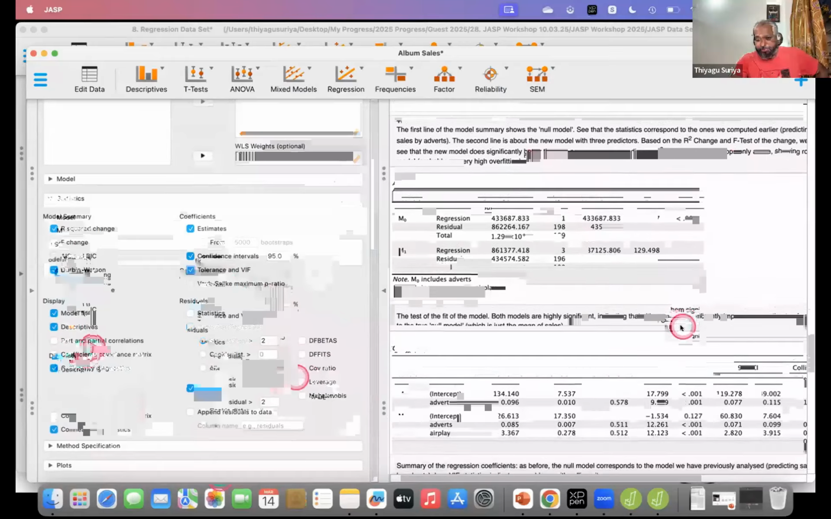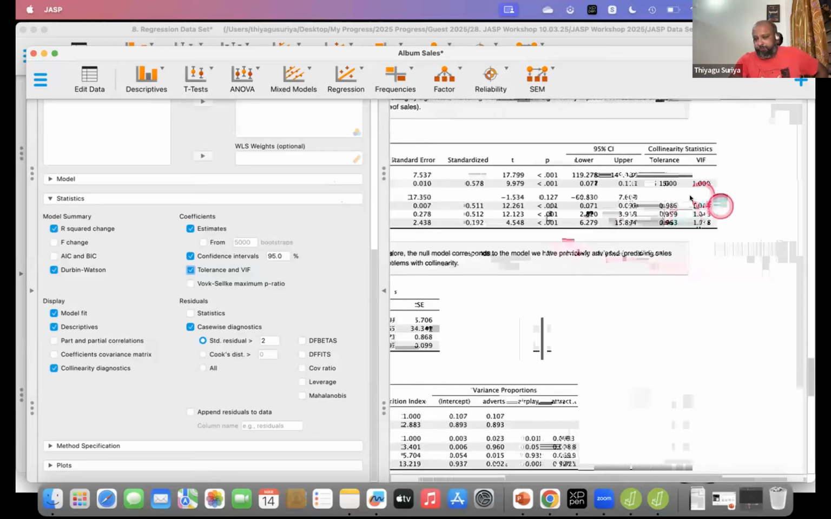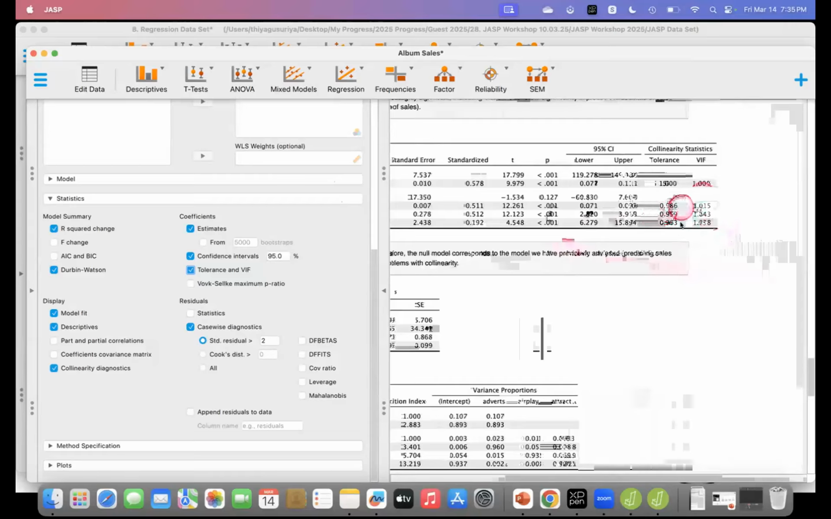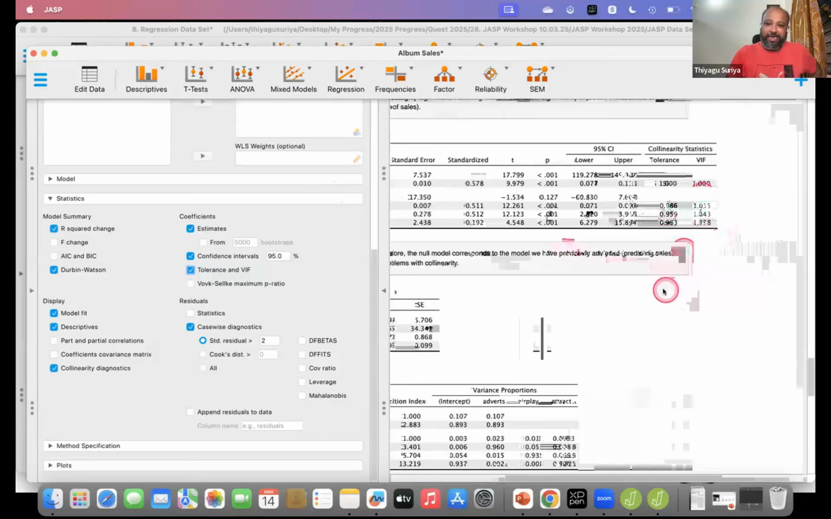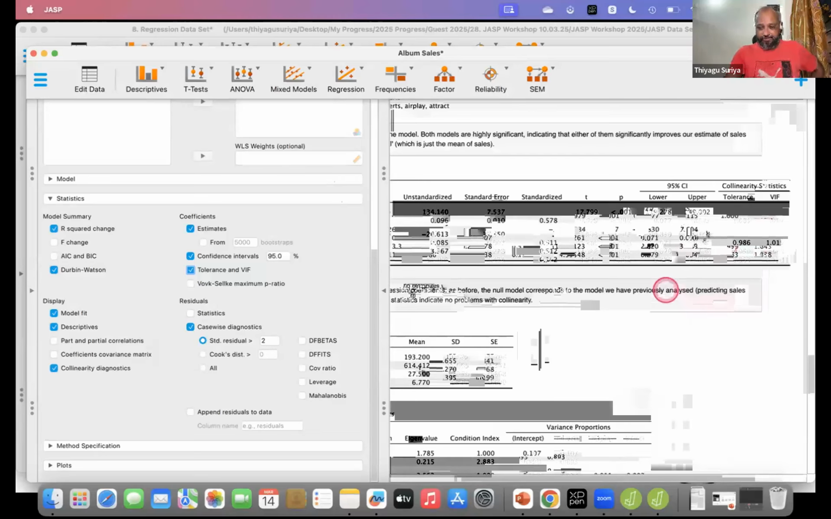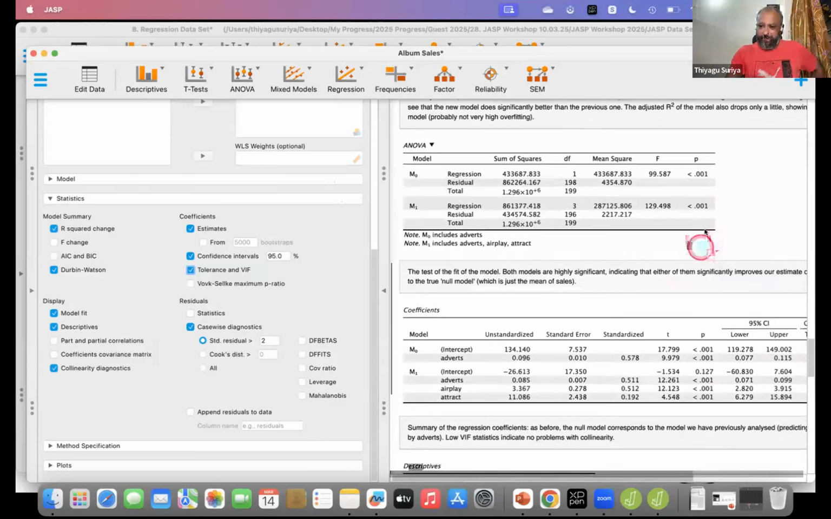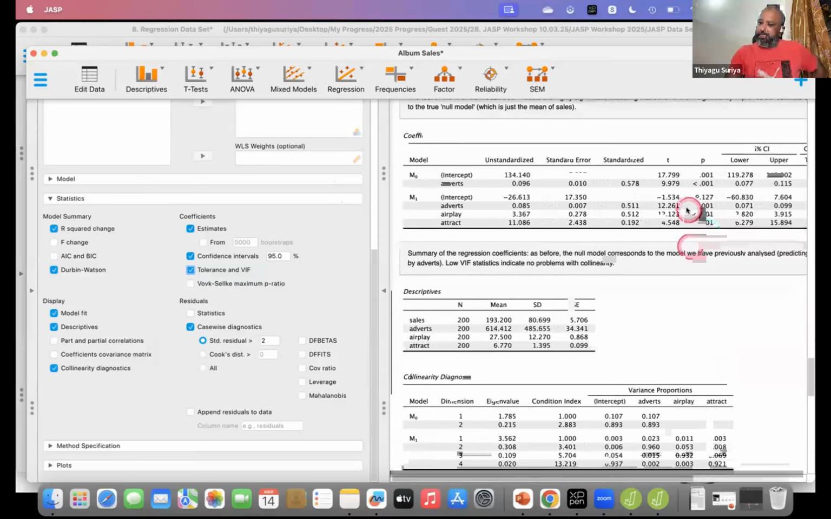Tolerance and VIF. The VIF score should be less than 10, and the tolerance should be greater than 0.10. Both are satisfied, right? Now you can check the model fit. The model fit is significant, right? Then you can see the p-values one by one. Advertisement significantly contributes. Airplay significantly contributes. Attraction also significantly contributes. Therefore, what are the findings?